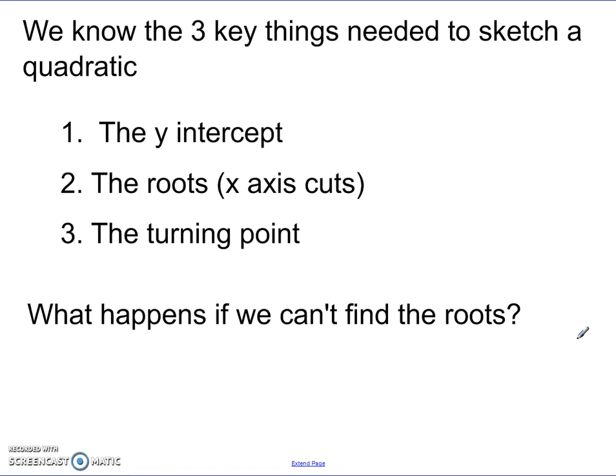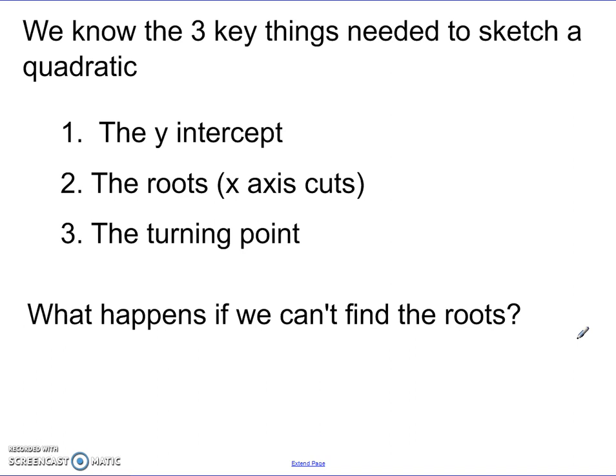Now, if you think of the general shape of any quadratic in the world, it will always cut the y-axis. It will always have a y-intercept. The shape goes from negative infinity to positive infinity, and it's a curve that's almost like a cup or an upside down bowl. Regardless of which one it is, it will cut the y-axis at some point. Where that point is, we don't know offhand, but we can calculate it fairly easily.